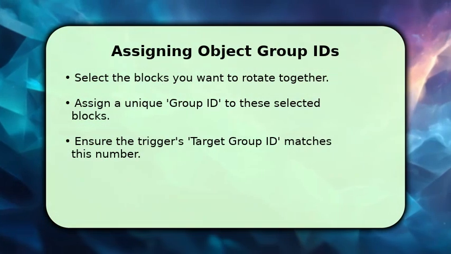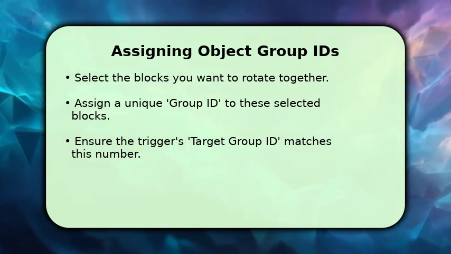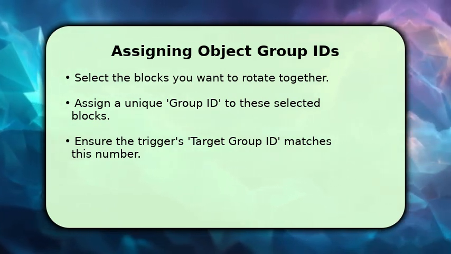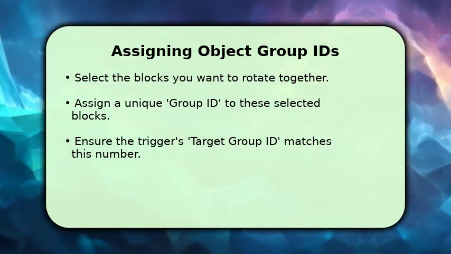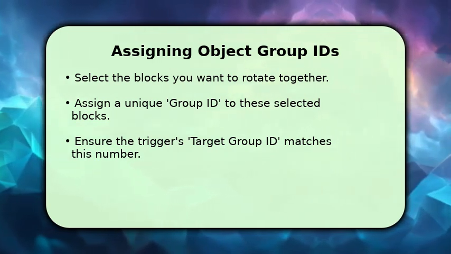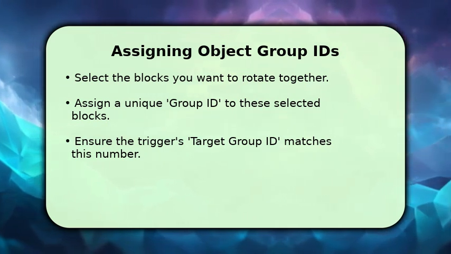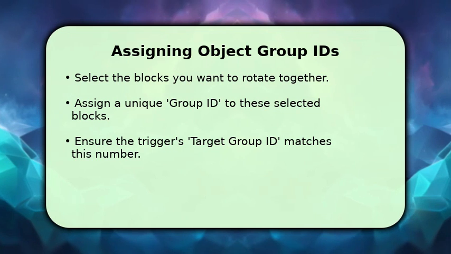To make your blocks respond to the Rotate trigger, you must assign them a group ID. Select all the blocks you want to rotate as a single unit. Then, in the Edit Object menu, navigate to the Groups tab and give them a unique number, like Group ID 1. Remember, the target group ID in your Rotate trigger must exactly match this number. This connection is vital for the rotation to function correctly, linking your trigger to its intended targets.